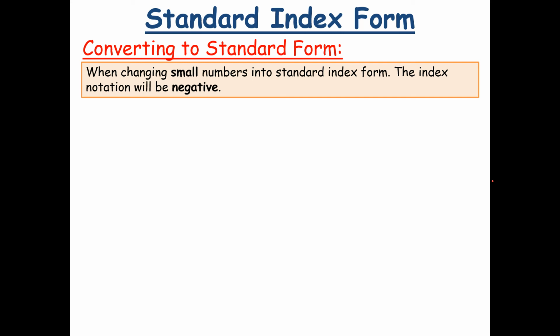So when changing small numbers into standard index form, the index notation will be negative. So what that means is when we're doing times by 10 to the power of n, our n is going to be a negative number. Remember, it's a whole number.